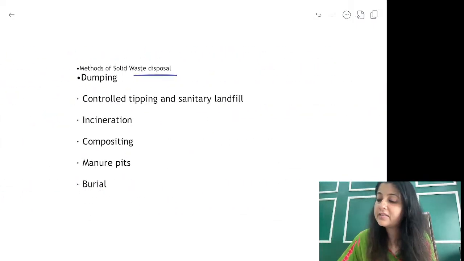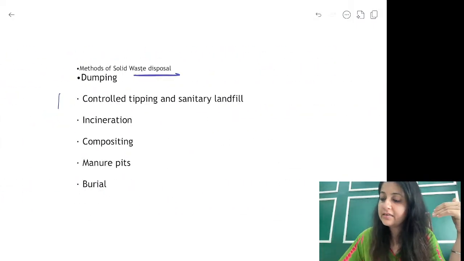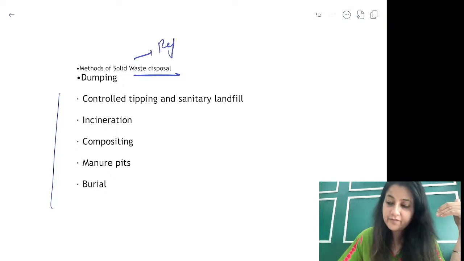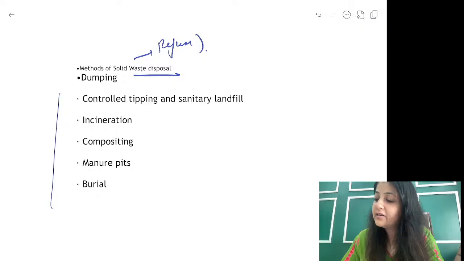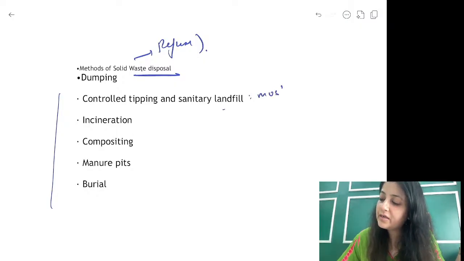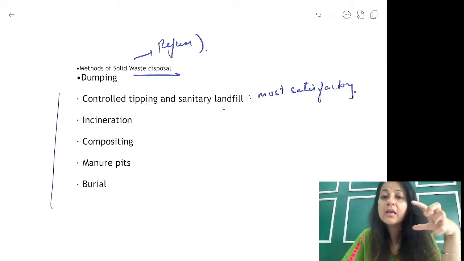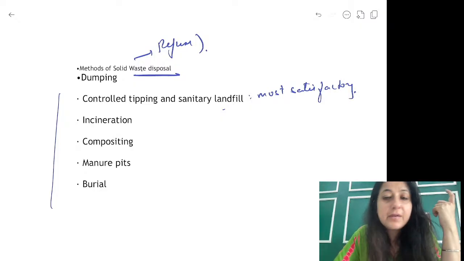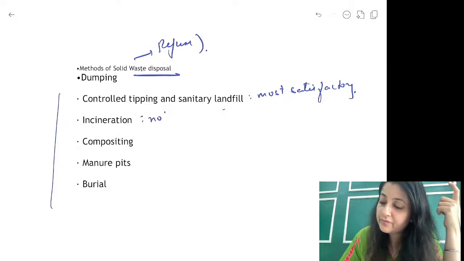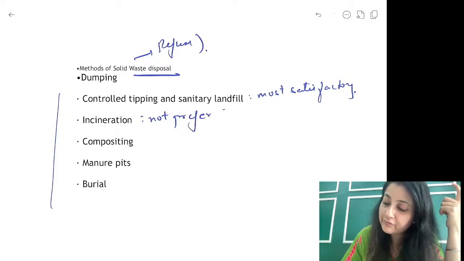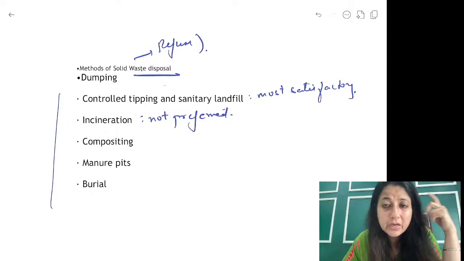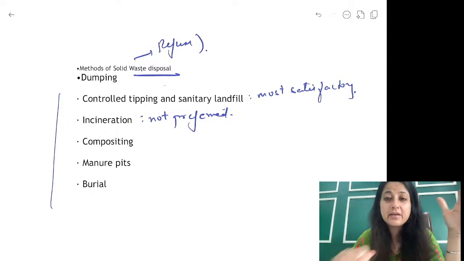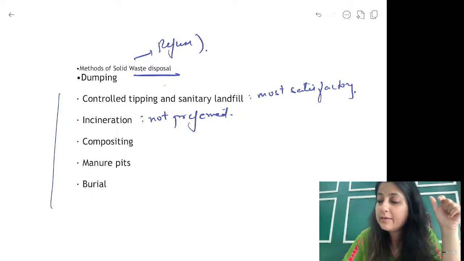What about solid waste disposal, guys? Just wanted to discuss the name. Solid waste is refuse disposal, dumping, which you should never do. Controlled tipping and sanitary landfill is the most satisfactory, guys. Alright, most satisfactory. You can burn the solid waste, but in India, incineration is not preferred. Incineration is preferred only for biomedical waste. Here I am talking about solid waste. Because if you burn the ghar ka kachra, the general waste, it will not yield manure.